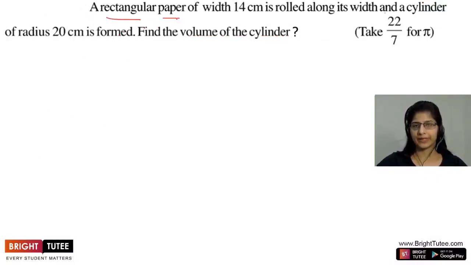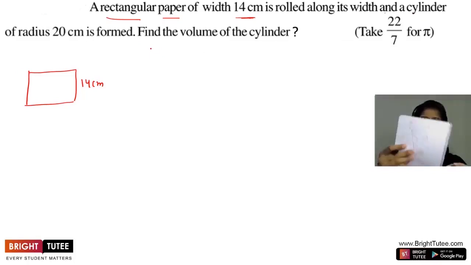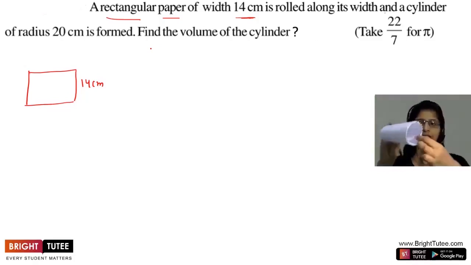A rectangular paper of width 14 centimeter is rolled along its width, and a cylinder of radius 20 centimeter is formed, right? So if we take an example of a paper, suppose we have this paper and this is given to us as 14 centimeter. Now we are rolling it, and without overlapping we form a cylinder like this. As you can see, this is a cylinder.